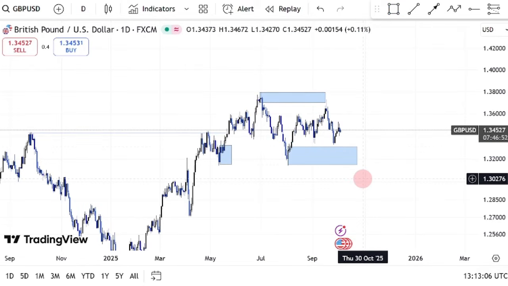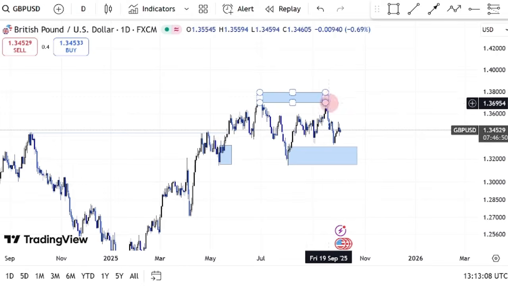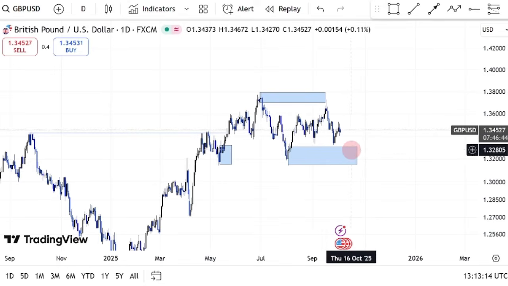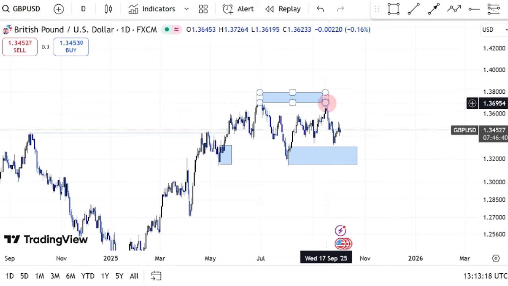This is our last demand zone. We want to see price come back into it. So what we want to see is that either price trades from the current market price to this zone, then gives us a corresponding move to the upside. But for now, price is currently reacting from this supply zone.